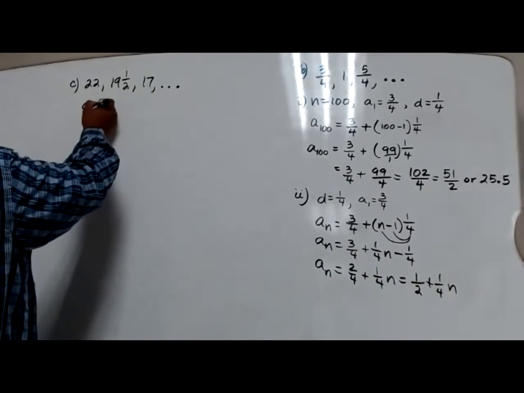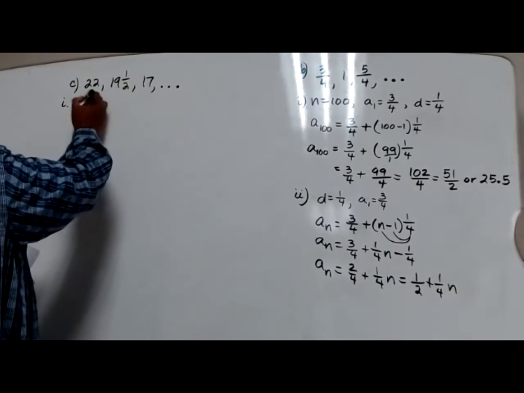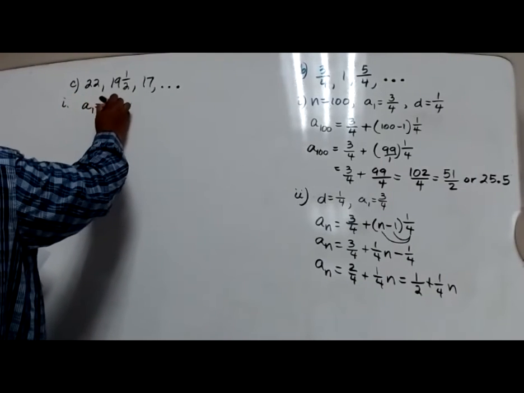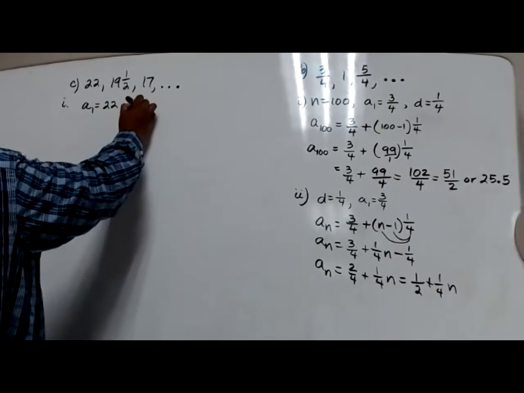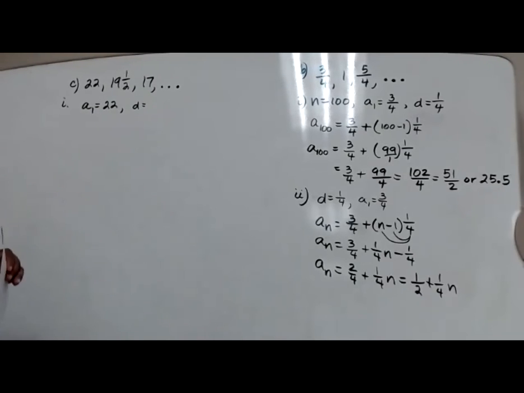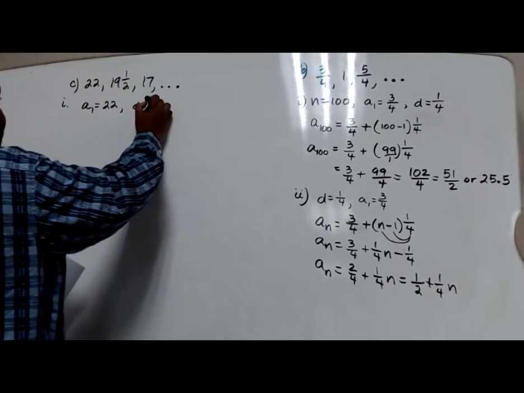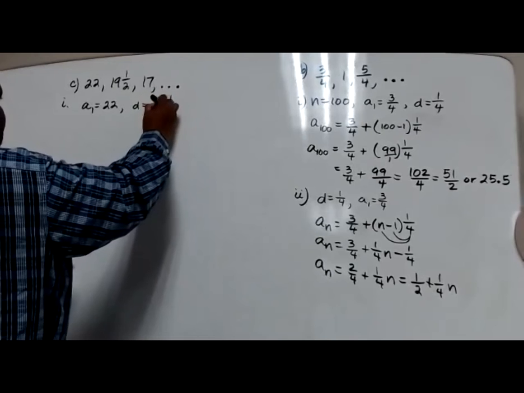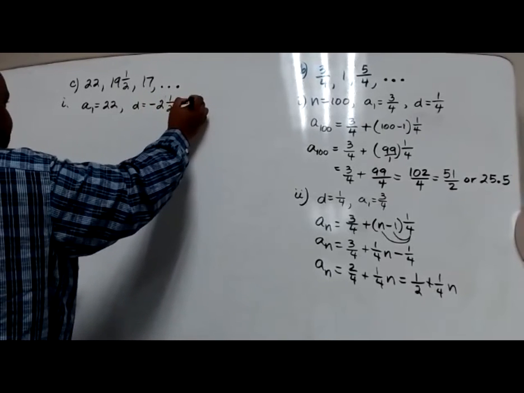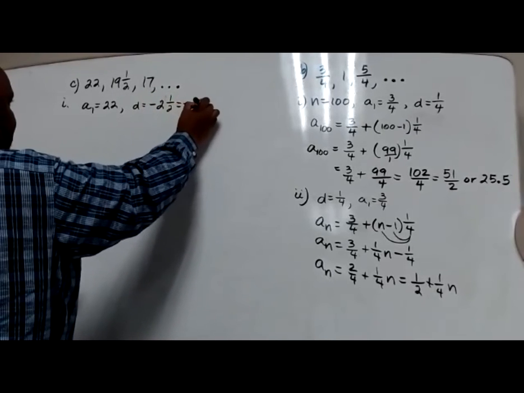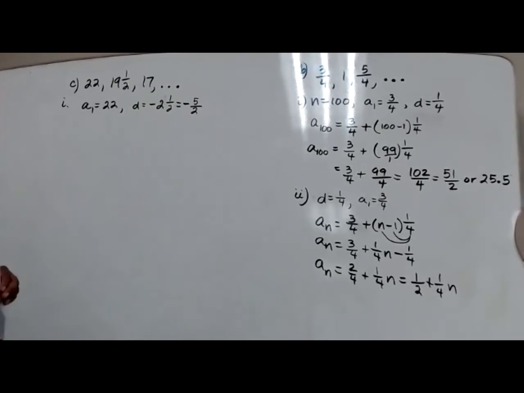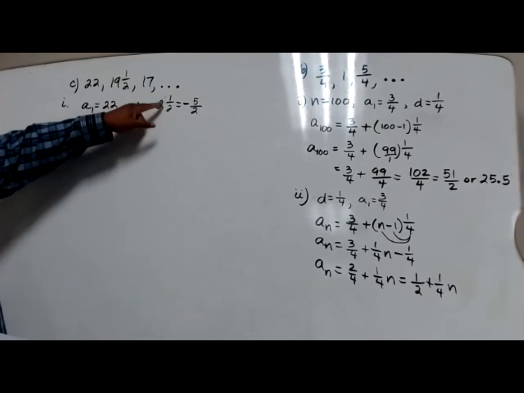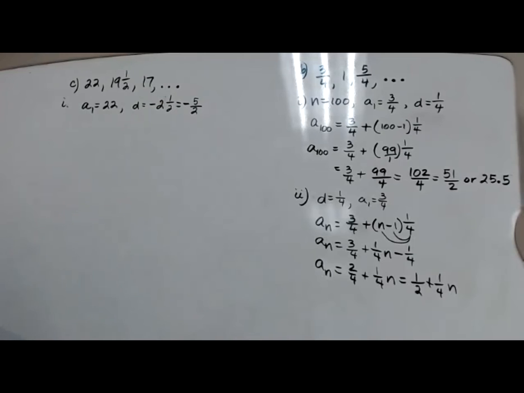Okay, so here we're going to find the 100th term first. So a sub 1, that's 22. What would be the common difference here? -2.5. Well, let's say I want to write that as an improper fraction. It'd be -5/2. Again, 2 times 2 would be 4 plus 1 would be 5. Bring over the negative. So the common difference there would be -5/2.